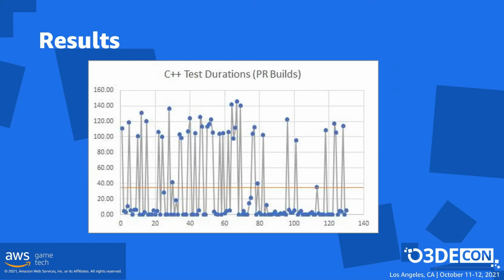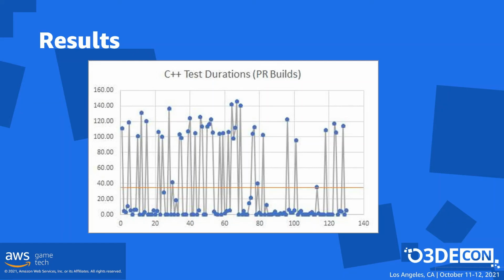Here we can see the time spent in automated testing using fast test impact analysis for approximately 130 pull requests waiting to be merged into the O3DE codebase. The orange line represents the average duration for the C++ tests spent in automated testing and sits at about 35 seconds. Notice that the vast majority of pull requests actually spend significantly less than 35 seconds using fast test impact analysis. These PR builds are taking just a few seconds to complete.